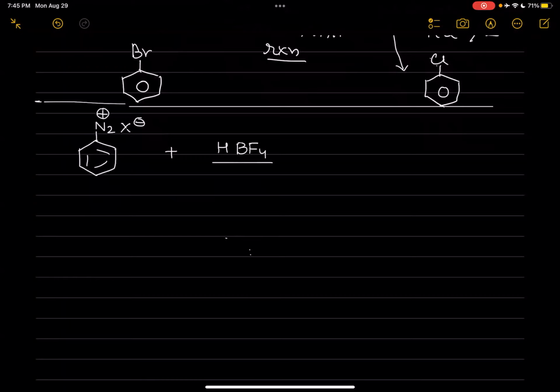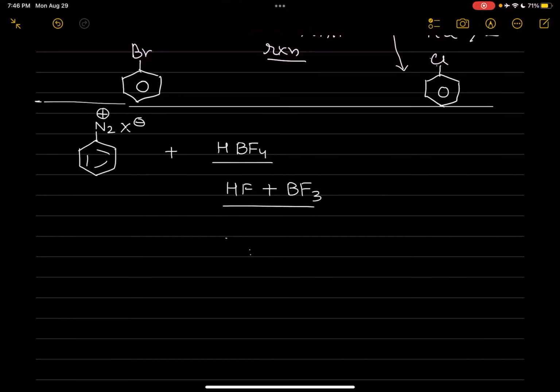It is sometimes written as HBF4 or it is also written as HF plus BF3. BF3 will get attached to F minus, so it will be HBF4. Sometimes they will not give you the formula, they will give you the name. So hydrofluoroboric acid, tetrafluoroborate.